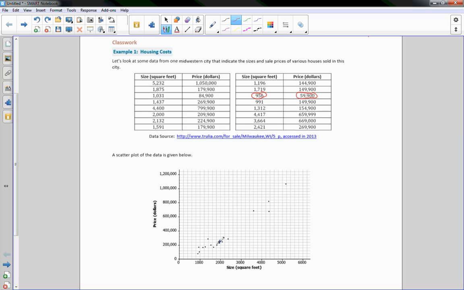Now with that said, there are some questions to be asked here. The first thing I look at when I look at scatter plots is, do I see a pattern? Could I draw a line of best fit somewhere through here? It would probably look something like that. All these dots are fairly close to this red line right here. So as the square footage increases, so does the price of the houses. Let's look at some questions on the next page.